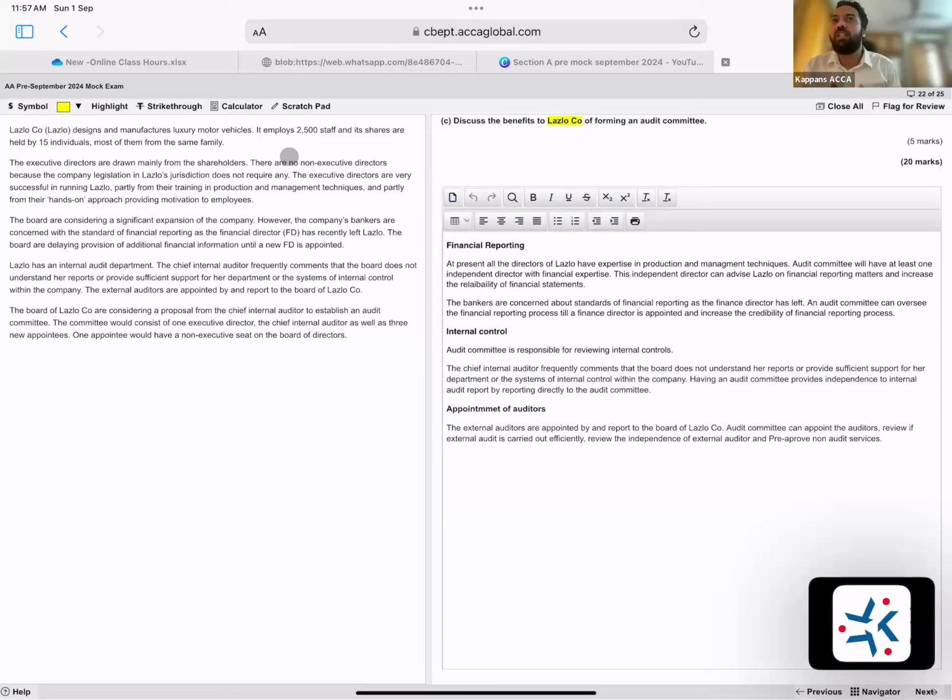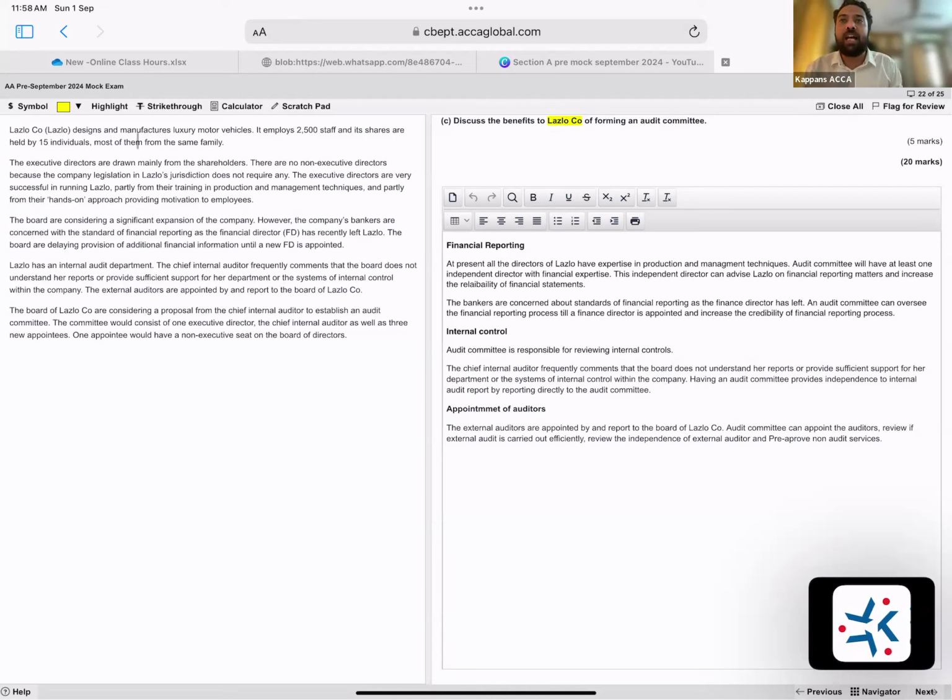But the most important thing you have to understand, it's not completely a direct theory question, because they are very specifically asking what is the benefit to Laszlo of forming an audit committee. So it is related to a scenario. So you have to fine tune your direct theory answers according to the requirements of the scenario. That means you have to link your answers to the scenario. So let's read the scenario.